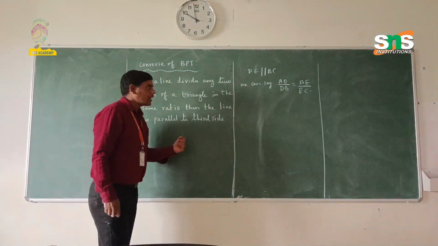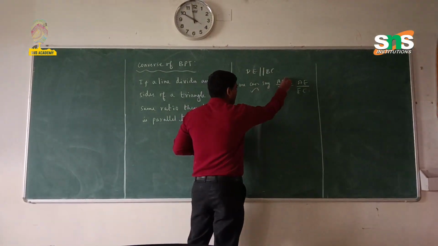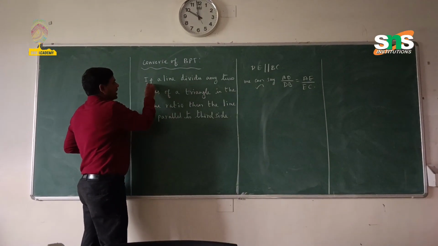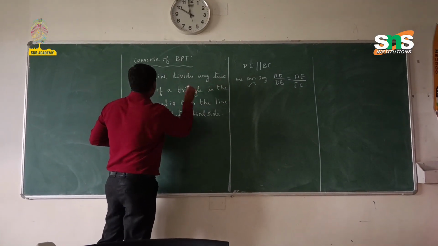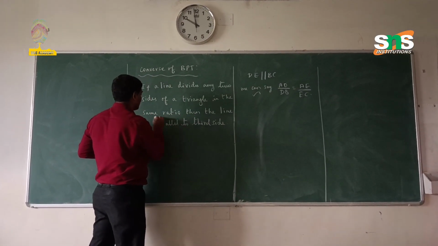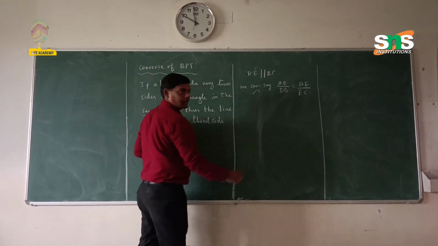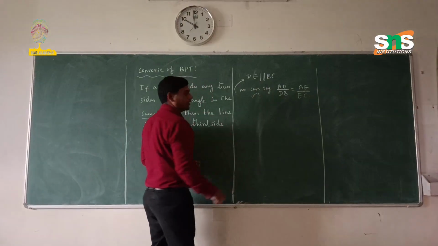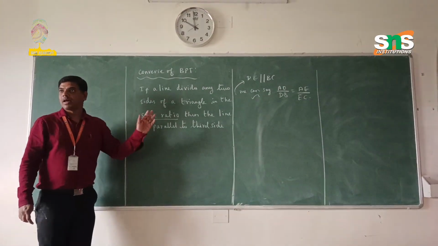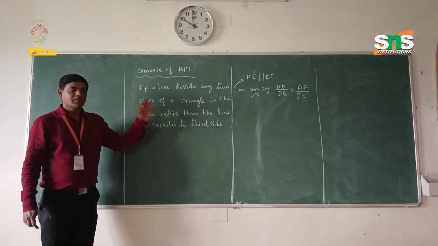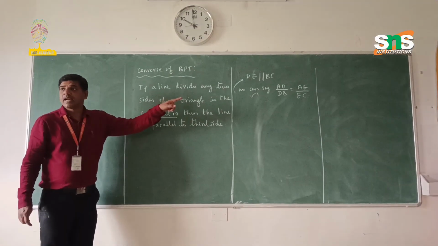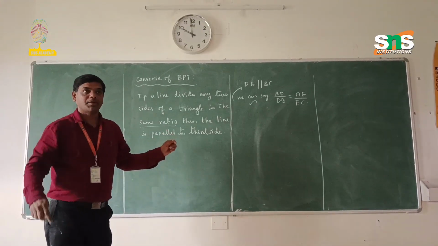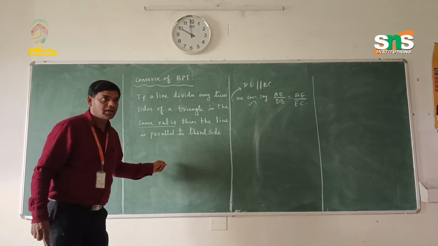Now here they have given that AD by DB is equal to AE by EC. That is the definition: if a line divides any two sides of a triangle in the same ratio, then we have to prove that it is parallel. Do you understand the difference? Here they have given that the sides are divided in the same ratio, so because of that we have to prove it is parallel. Very clear? We understood?